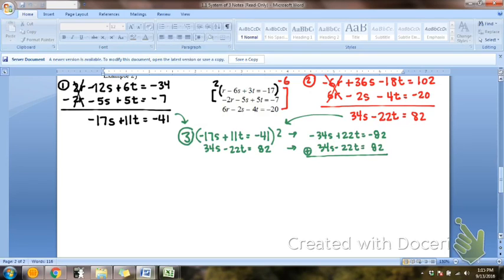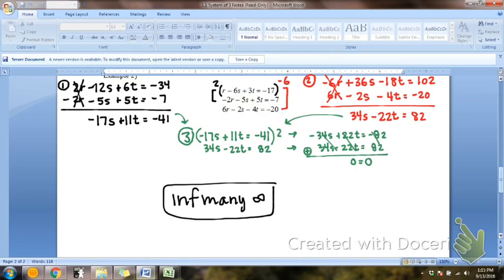And what do you notice is happening? Are you guys getting that everything is canceling out? Yes. Okay, so if everything is canceling out, let's look back. I'm getting 0 on this side, and I'm getting 0 on this side. What type of a solution is that? Infinitely many. So I don't have to go any further in this problem. I know that there are infinitely many solutions.